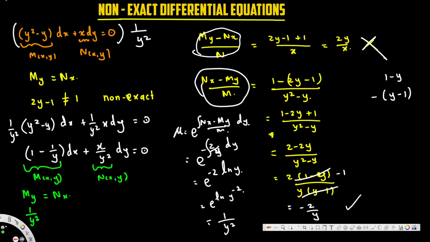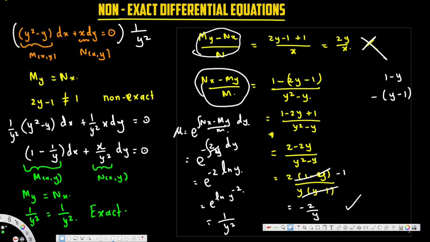Now let's check this one. Here we are taking the derivative with respect to x. y is the constant, so 1 over y squared remains the same. x is going to become 1. So this will give us 1 over y squared. So these two are equal, so this is exact. After we multiply by the integrating factor, this became exact. Now we can go ahead and solve this one as we usually solve an exact differential equation.